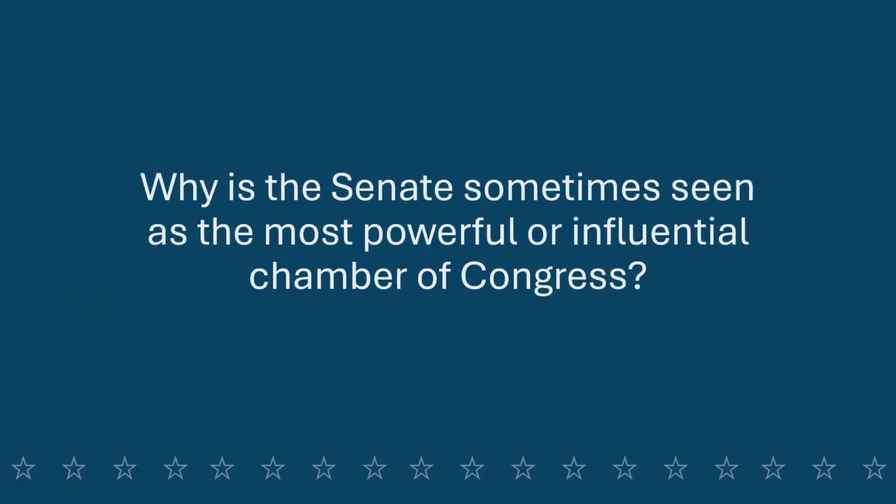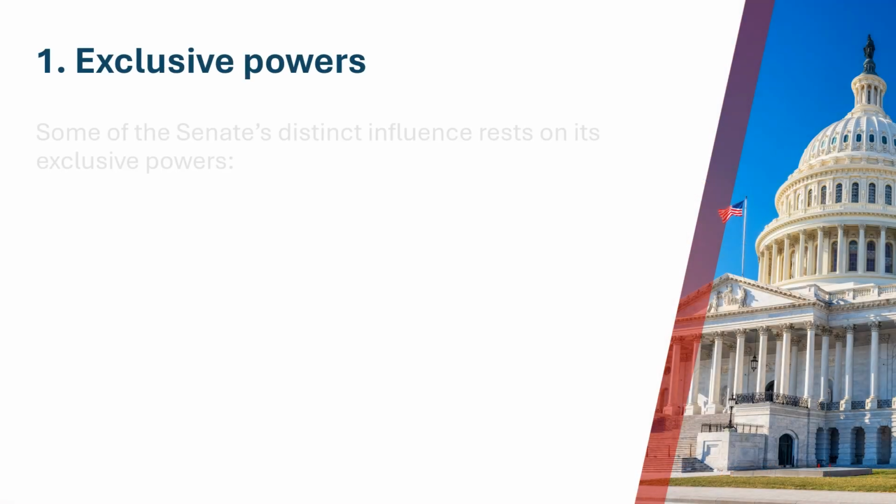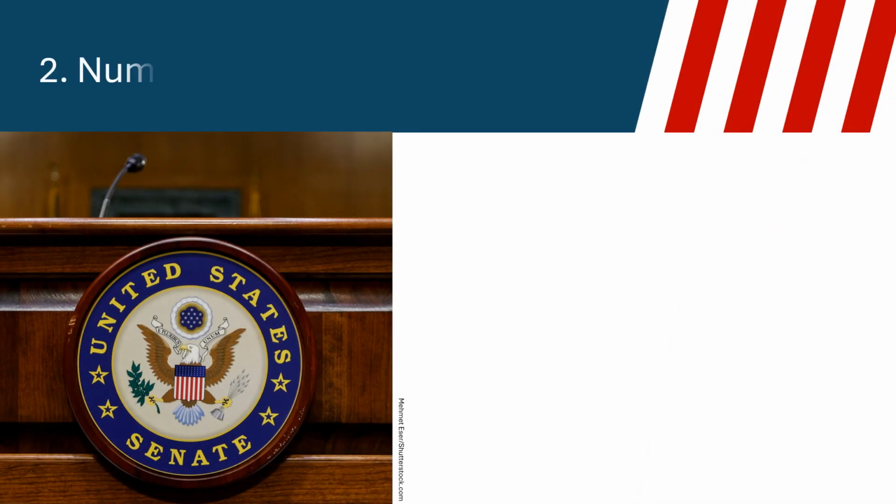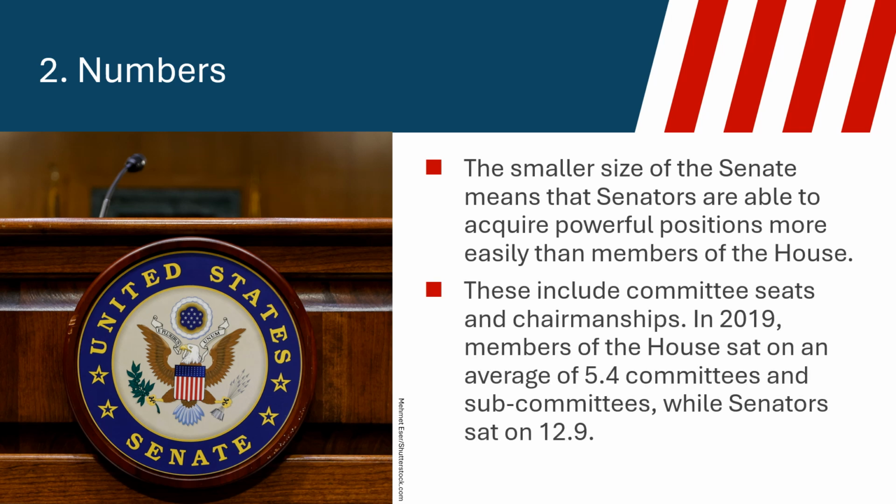Some of these exclusive powers contribute to the idea that the Senate is the most powerful or influential chamber of Congress. To what extent is this true? As already mentioned, some of the Senate's distinct influence rests on its exclusive powers, confirmation of presidential appointments, and the ratification of treaties. However, senators also have an advantage over their peers in the House due to their numbers.